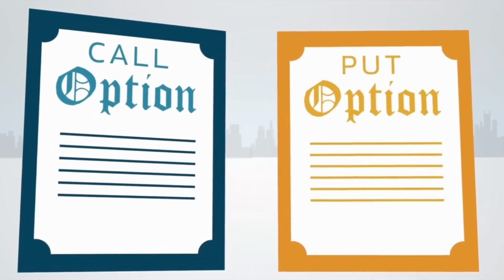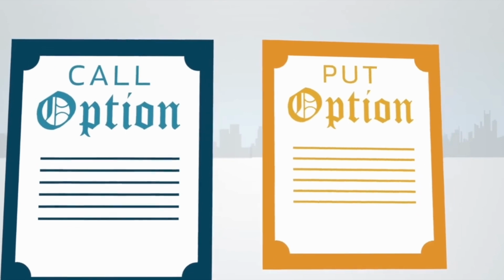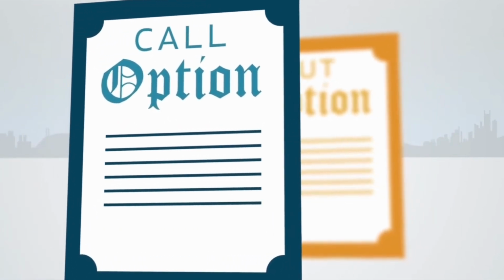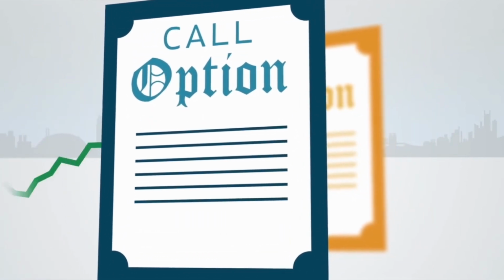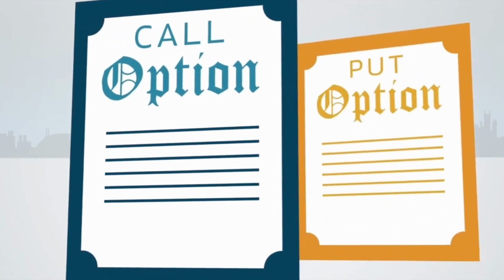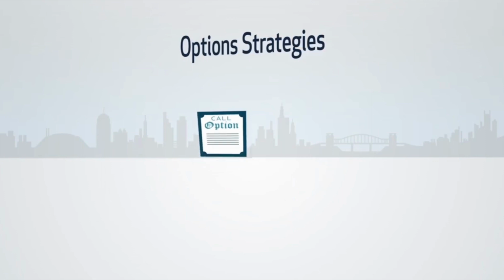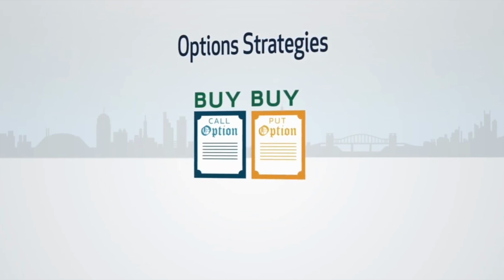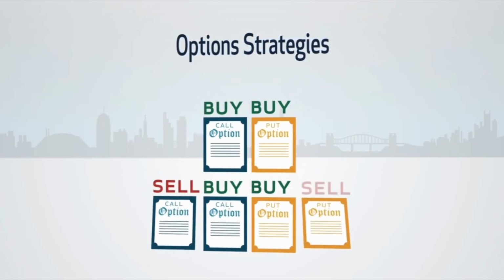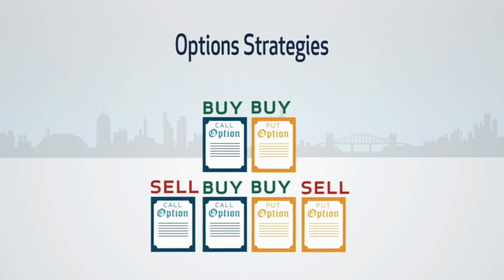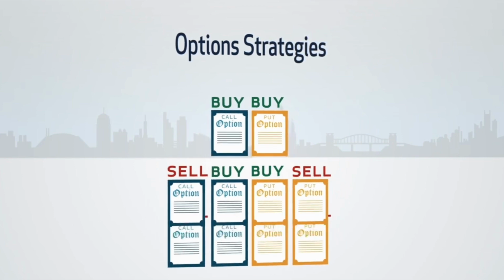While we showed you one example, options can be used in a variety of ways. There are call options, which we just saw, that can be profitable to own if the price of a stock goes up. And then there are put options, which can be profitable to own if the price of a stock goes down. Calls and puts can also be combined in a variety of ways. By buying and selling these options, investors have the potential to make money when the market moves in any direction.